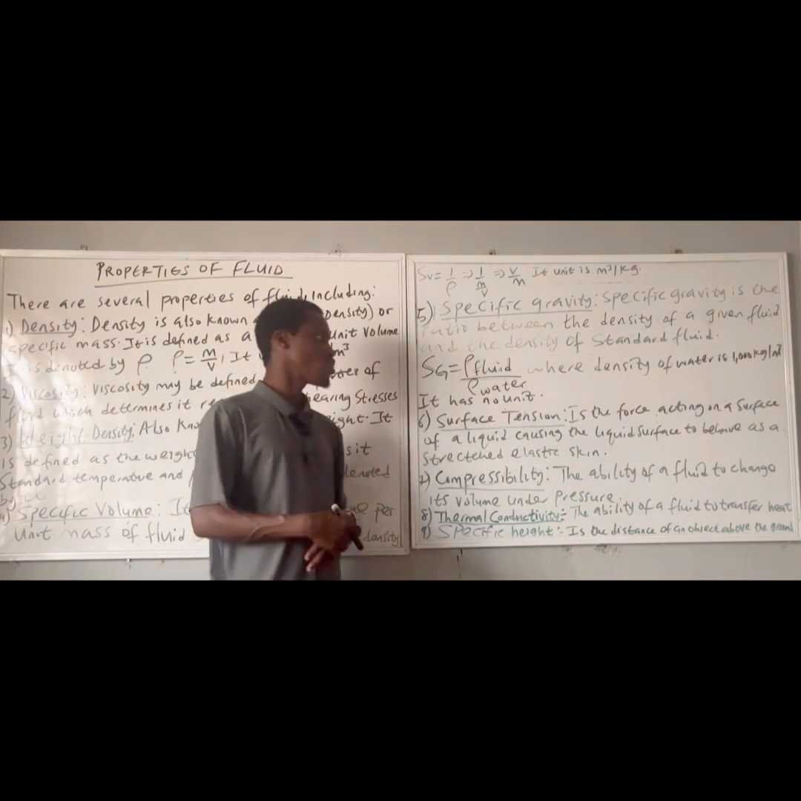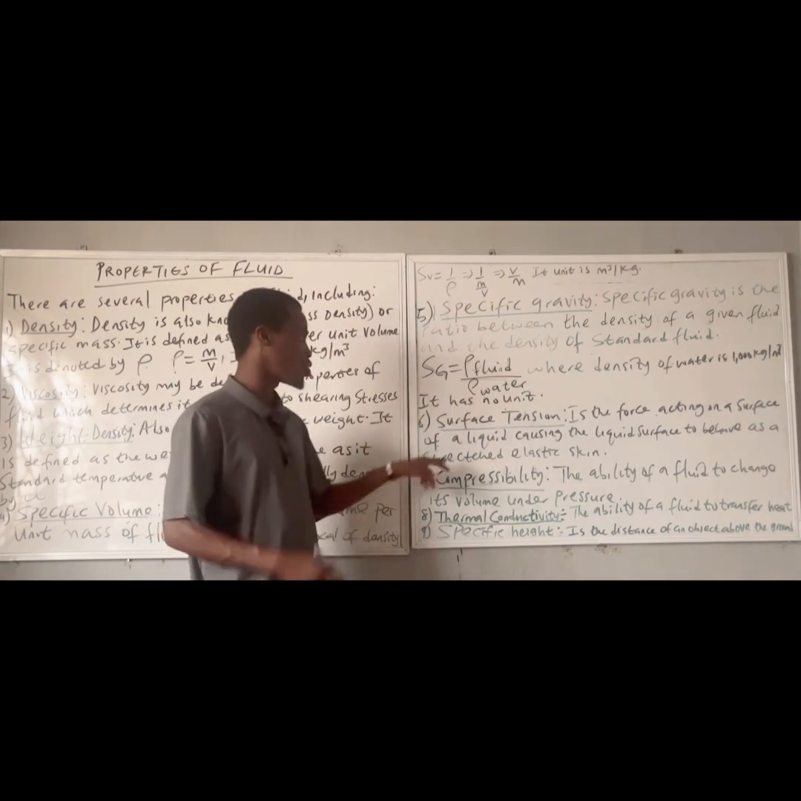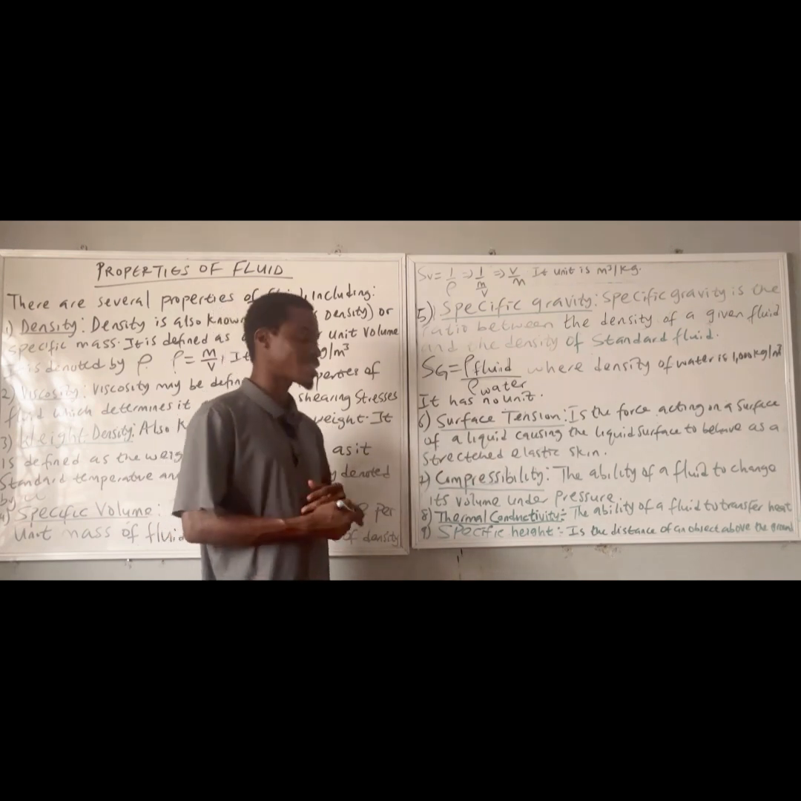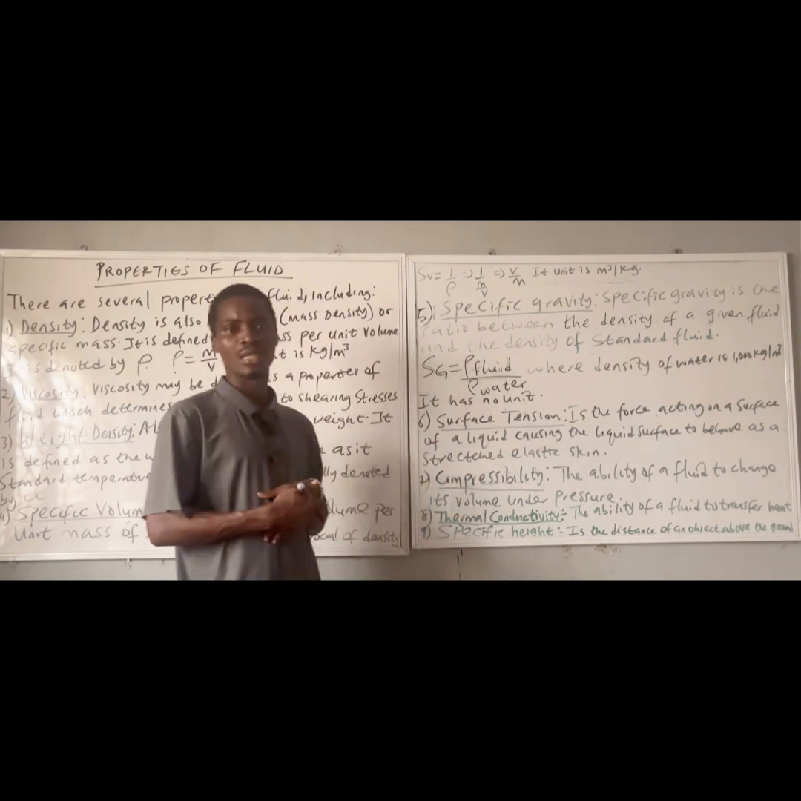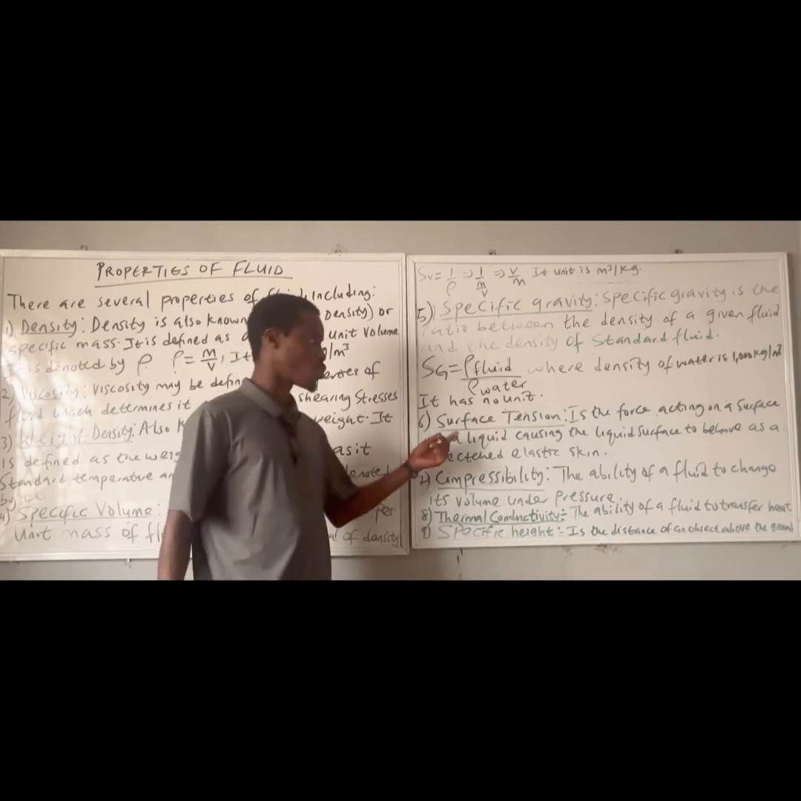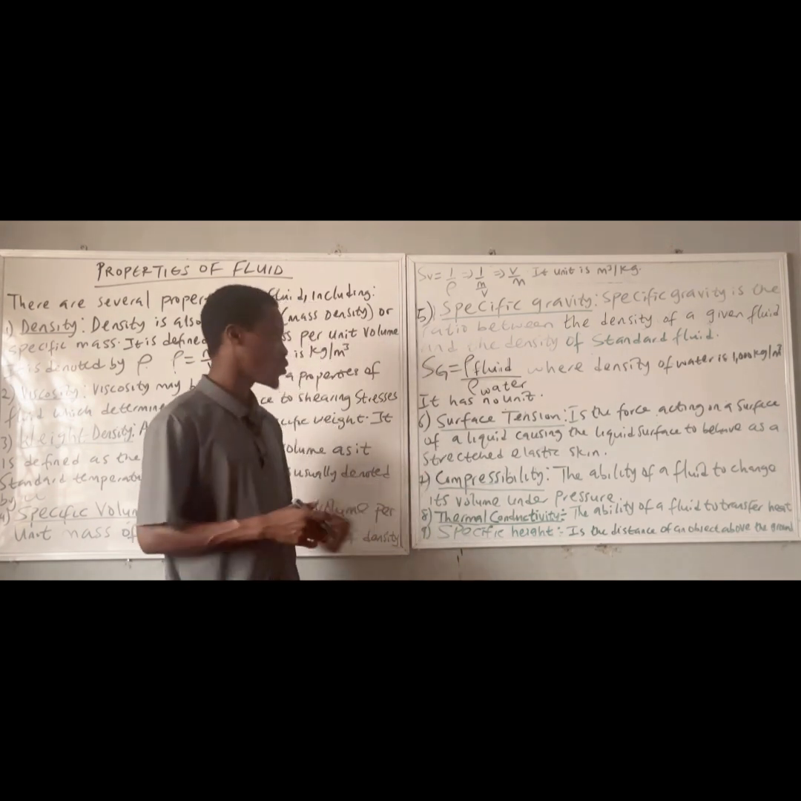Surface tension. Surface tension is the force acting on the surface of a liquid, causing the liquid surface to behave as a stretched elastic skin. I've explained this in our previous lesson. It is a force exerted on an area. That is surface tension.